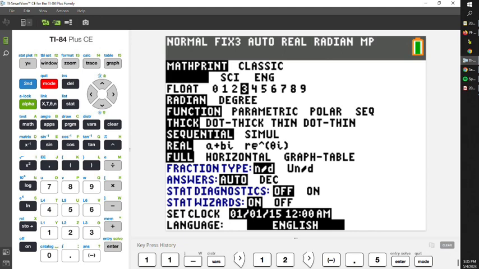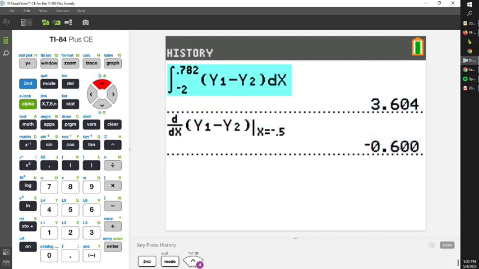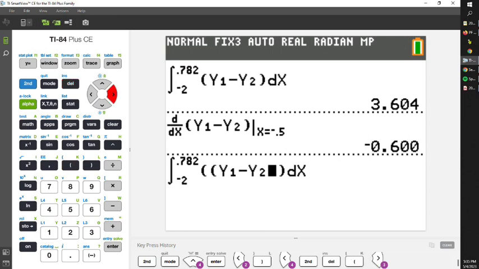I'm going to go, let's go back to our home. So second quit. I'm going to go up and just copy this guy by pressing enter. And then I'm going to put some parentheses around my y1 minus y2 so that I can square it. Now, so it doesn't write over that, I have to insert. So I'm going to press second, insert, and then open parenthesis. Now I have my parentheses around the y1 minus y2, and then I'm going to put squared on those guys, and now I just have to hit enter.